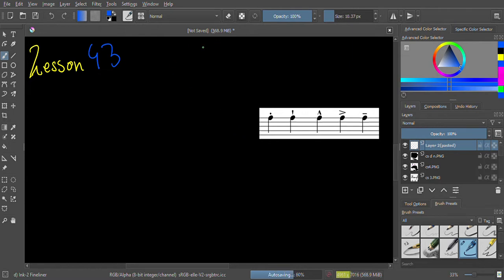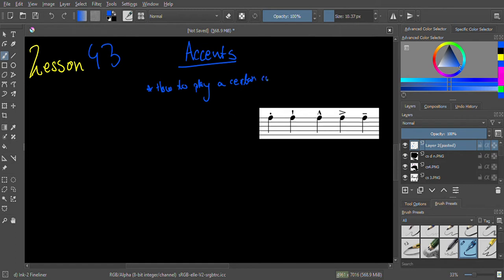And today we're going to be talking about accents, and these come under articulation. There are quite a few forms of articulation, but I thought I'd just mention the main ones in the form of accents today. So, in music, accents and articulation in general are basically telling us how to play a certain sound.